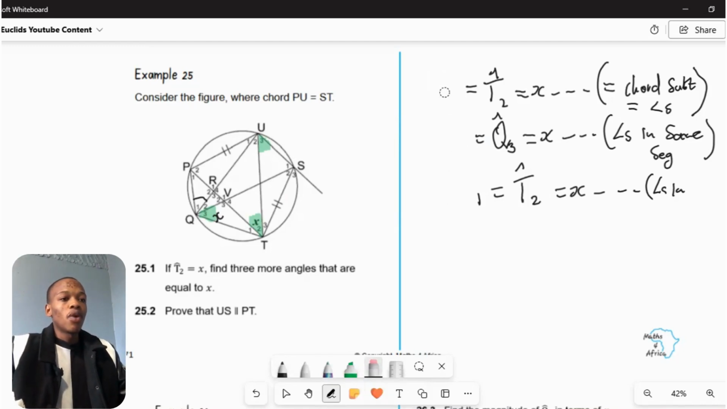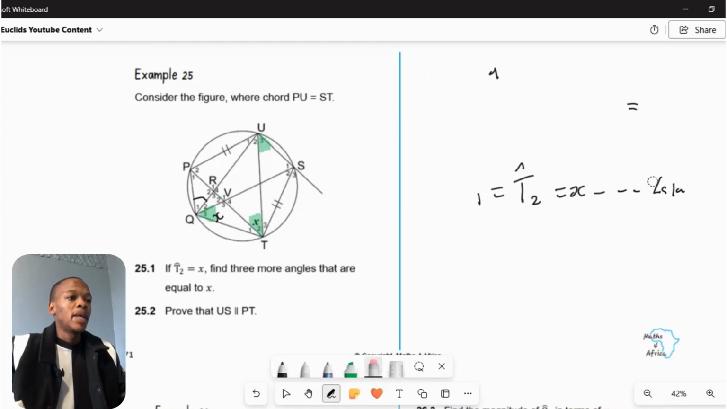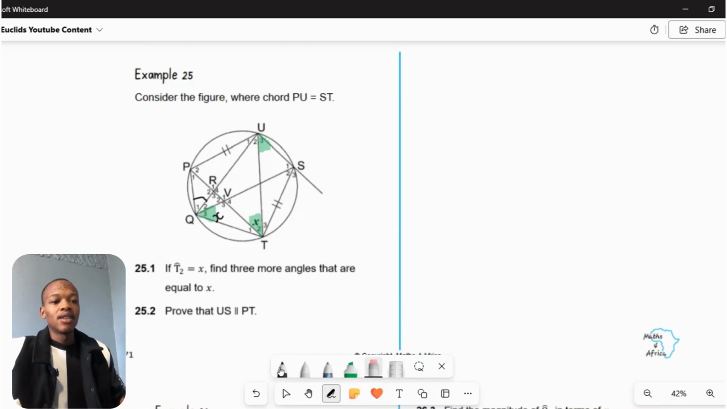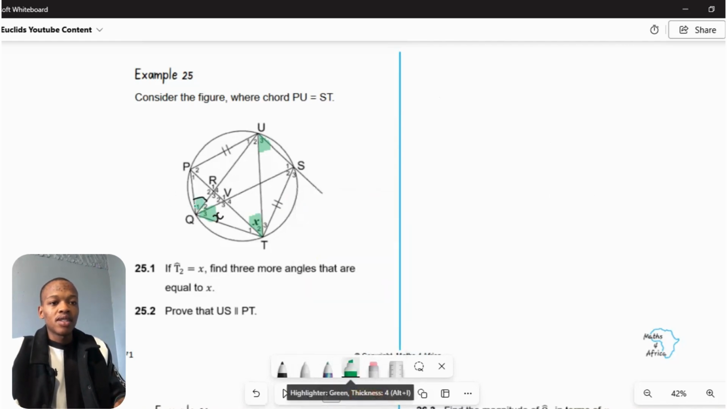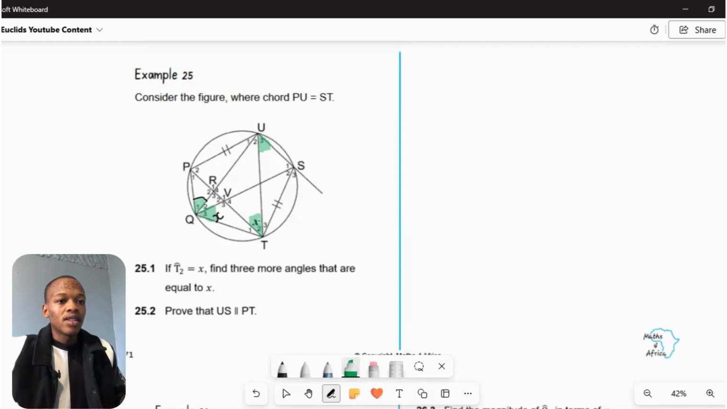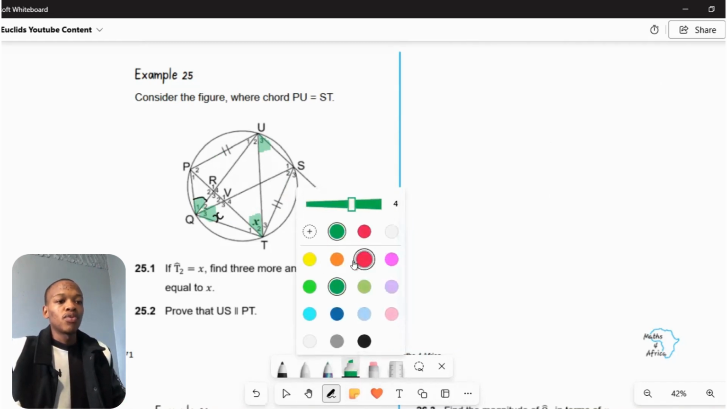Now prove that US is parallel to PT. US parallel to PT. Let's go and highlight US and PT so it can be easy. US and PT. Okay, let me just start by highlighting our angles that are all equal to X. Another one, it's this one. And then do we have something else that is equal to X? No, I think we're fine now. Because I'm sure this one is going to help for what we are about to prove now for parallel lines.